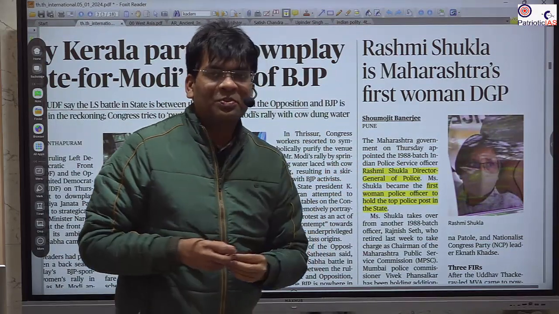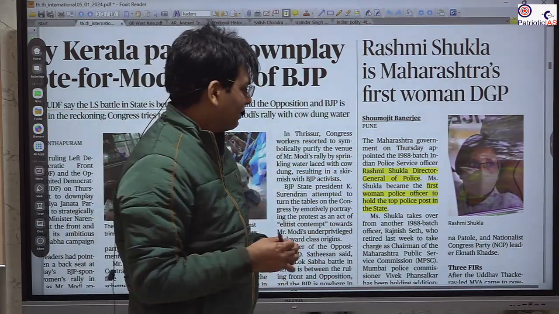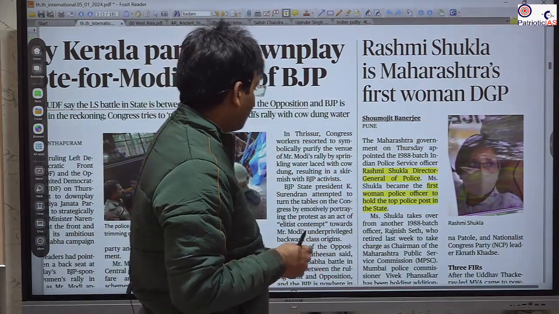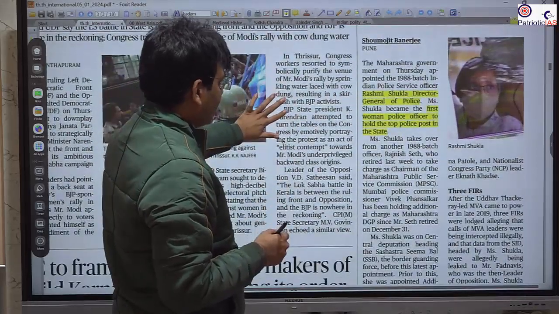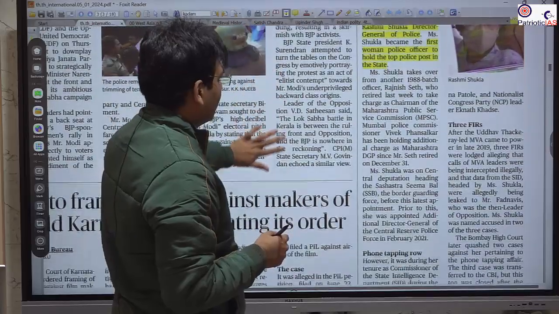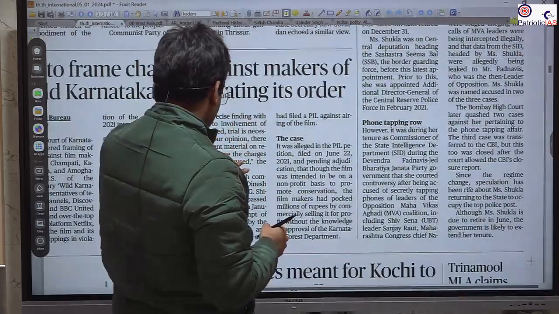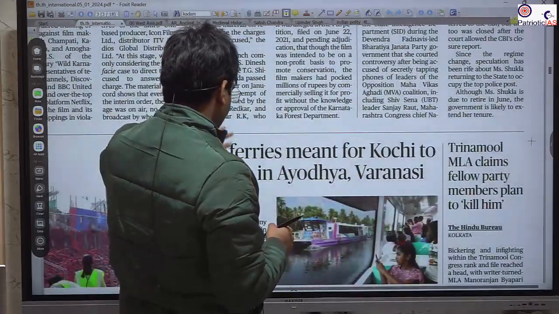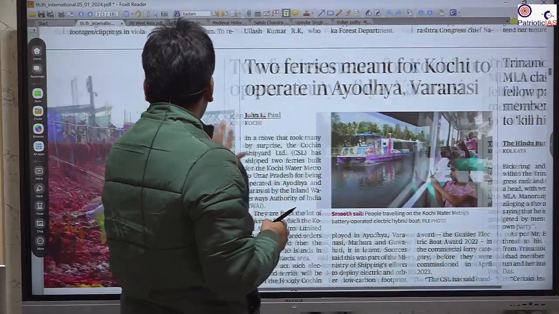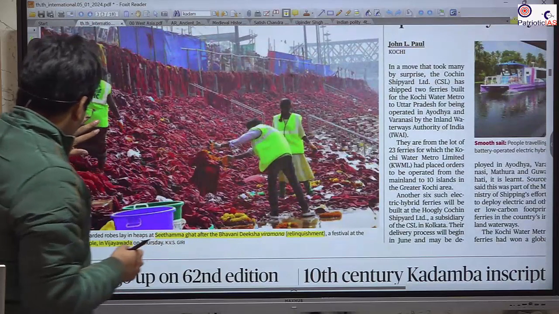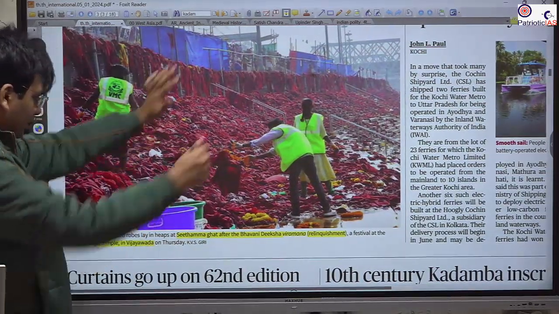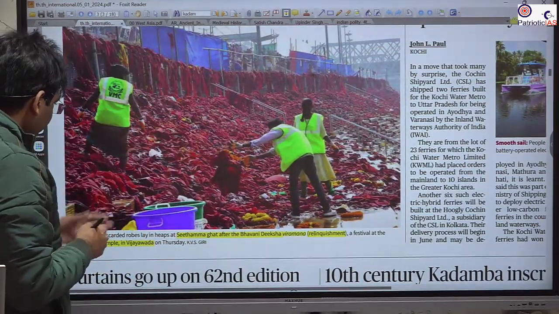You can use this for your essay or for society, whenever it comes, as an example under social empowerment. Rashmi Shukla has now been appointed as the Director General of Police, and she is the first woman to be appointed to that post in Maharashtra. Not that effective, but yes, if you remember nothing else, you can use this one point.